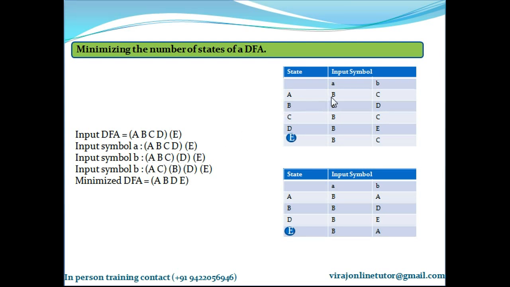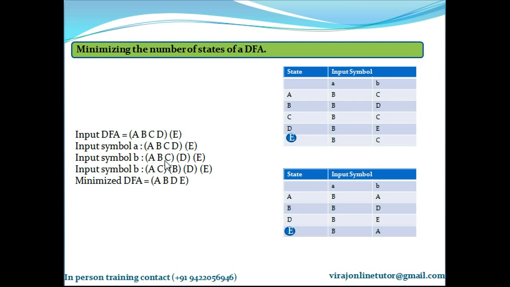A on small a goes to B, same group. B on small a goes to B, same group. C on small a goes to B, same group. So this group on A does not get split up. So that's why I didn't write it here.